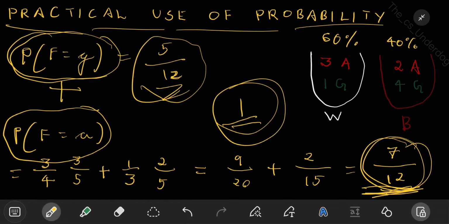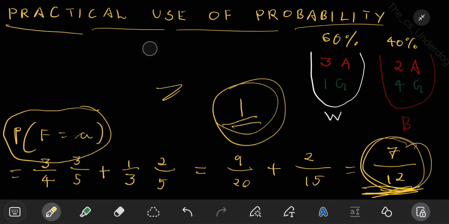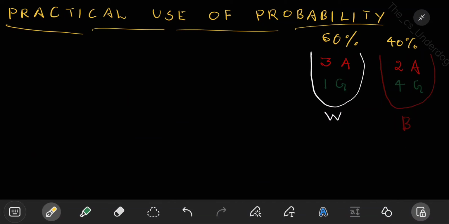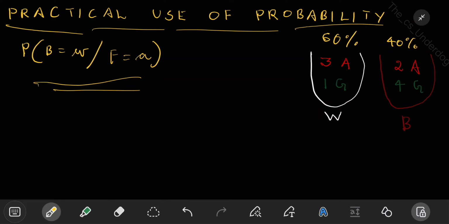Let us solve one more question of a different kind so that you get more hold on this topic. Let's say you want to find probability of bag equal to white given that you have chosen an apple, right? Let us take this problem. Probability of bag equal to white given that the fruit is apple. You know that you have chosen an apple. In this case, what is the probability that the bag you chose is white?